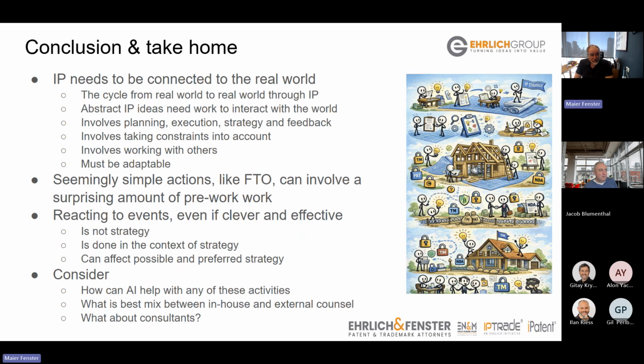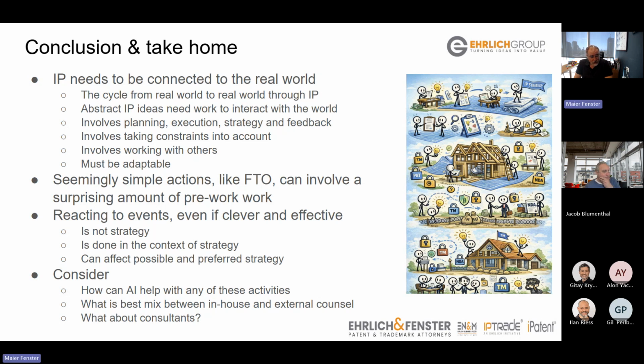In conclusion, IP needs to be connected to the real world. And we're talking about planning, execution, strategy, and feedback, working with others and adapting. Even what appears to be simple actions, like an FTO, have a lot of work before the work. You know, the actual doing the search, analyzing the claims. Emphasizing again that just reacting to events, even if you're doing it in the cleverest way possible, is usually not strategy.